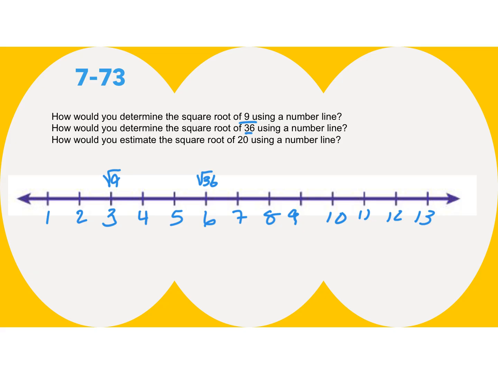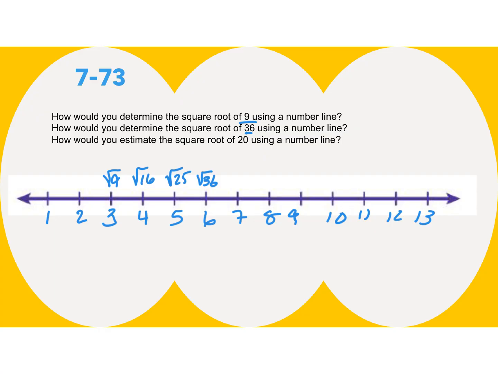Well, we would have to take a look at, again, perfect square numbers. And I would know then that 4 times 4 would give us 16, so the square root of 16 would be 4. 5 by 5 is 25, so that's the square root of 25.